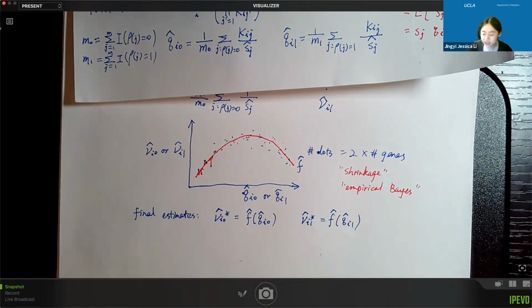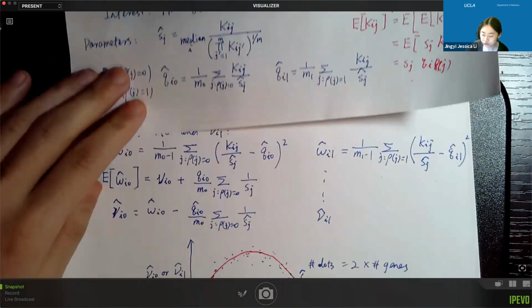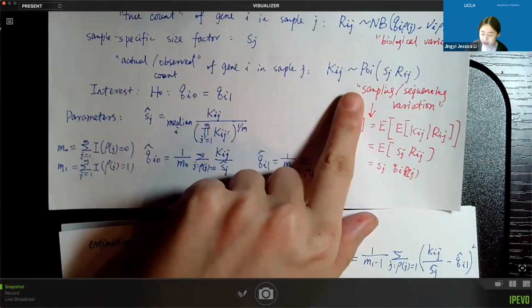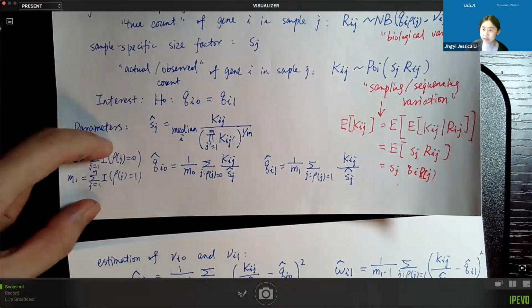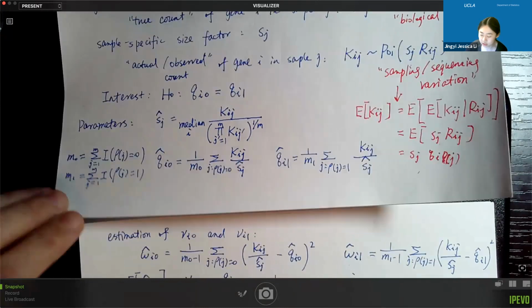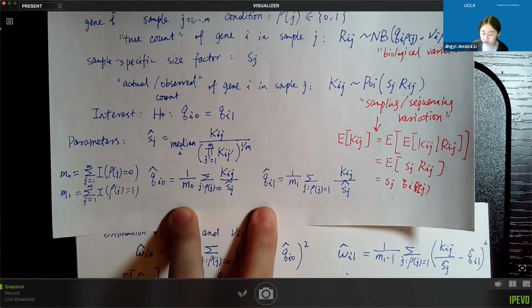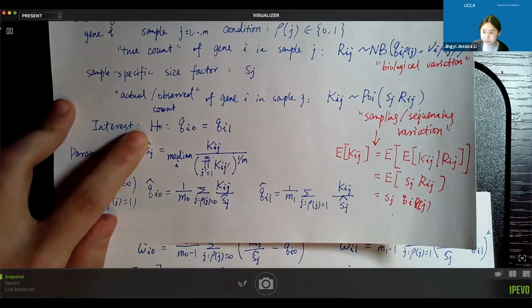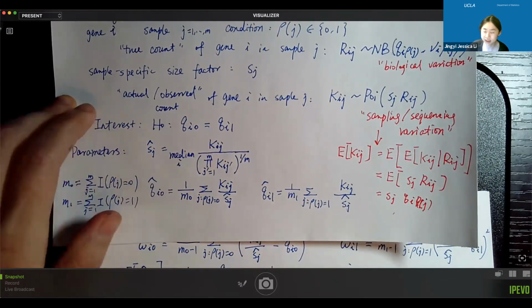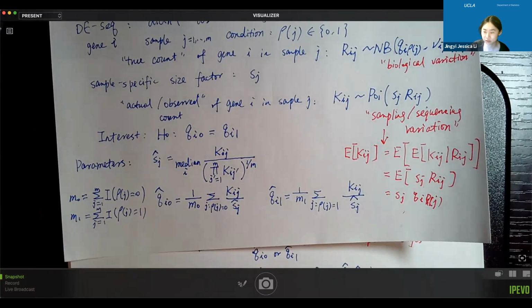So now we have seen this DESeq framework. We introduced this in great detail, about what the model is and how the authors did the parameter estimation. Then the next question is that we're going to use those estimates to answer this question: how do we perform hypothesis testing to test whether QI0 equals QI1? We'll continue from there next Tuesday.